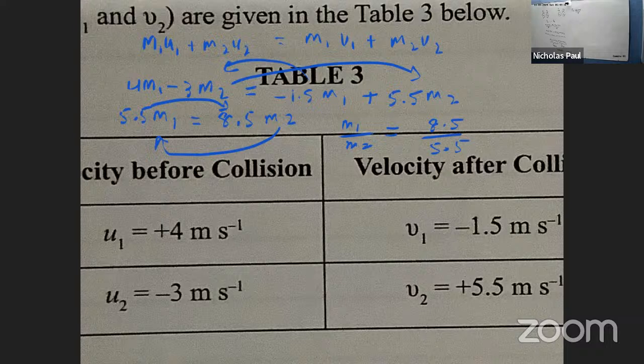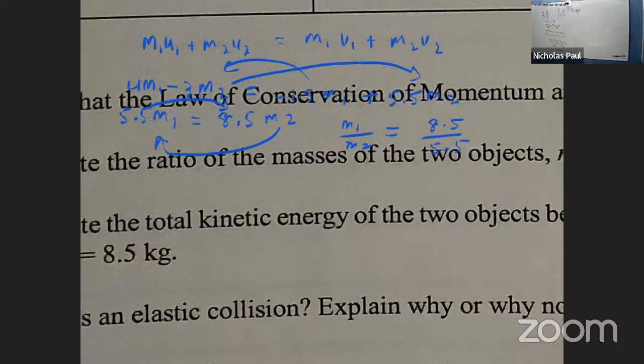Right? So I got M1 on M2 as 8.5 over 5.5. You can leave it like that if you want. What's the conversion? 17 over 11. Are you okay with that? Okay. Online, are you okay with that? Sanya, are you okay with that? Right, we move on to the last two parts now.